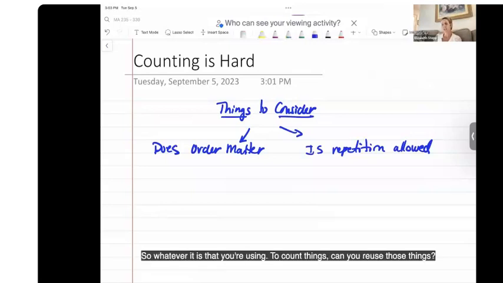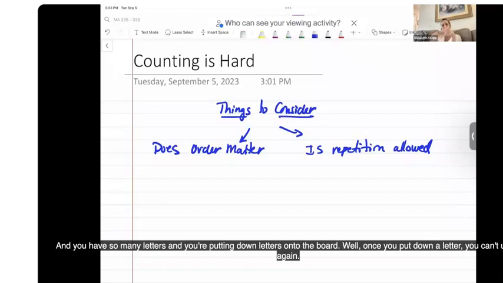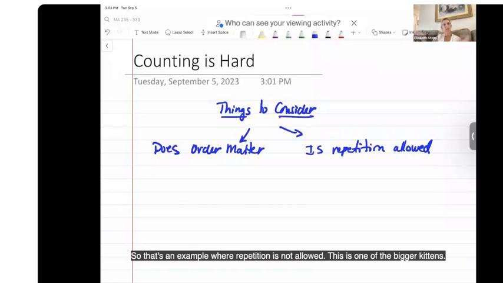Whatever it is that you're using to count things, can you reuse those things? One example where repetition is not allowed is maybe you're playing Scrabble, and you have so many letters and you're putting down letters onto the board. Well, once you put down a letter, you can't use it again. So that's an example where repetition is not allowed.